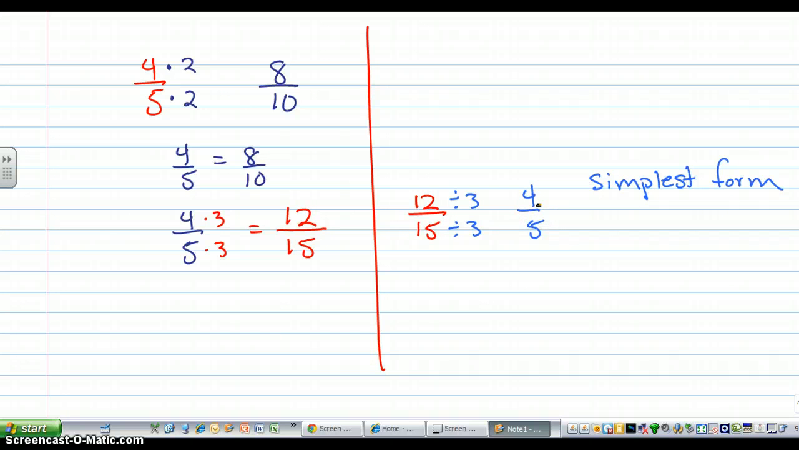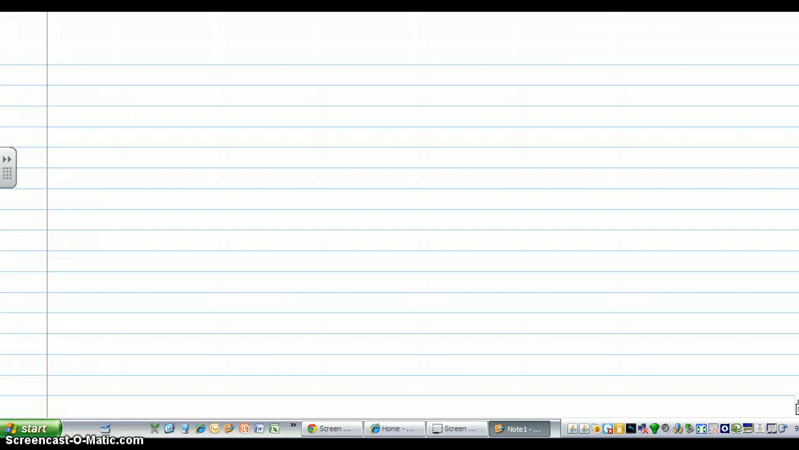So you can create equivalent fractions by multiplying the numerator and denominator by the same number, or dividing the numerator and the denominator by the same number. All right, let's do a little bit of practice on this. Let's take 2/3, and I'd like you to multiply 2/3 by 3 to create an equivalent fraction. Pause and do that right now. You should have got 6/9. 2/3 is equal to 6/9. You just made an equivalent fraction.